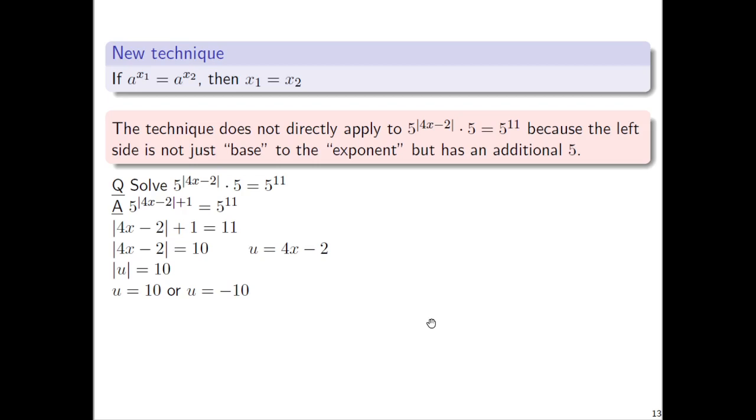Notice this line here does not have absolute values anymore. We've processed what the absolute value does. We've determined what values u could be so that the absolute value of u is equal to 10. Now that we have solved for u, we have u equals 10 or u equals negative 10, we can substitute 4x minus 2 for each u. Then we add 2 to both sides of both equations and divide by 4 on both sides of both equations, and we have x equals 3 or x equals negative 2.